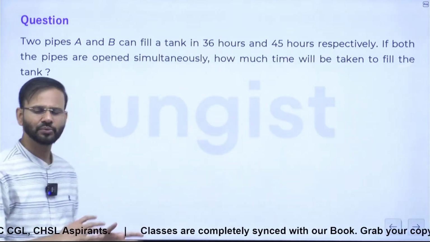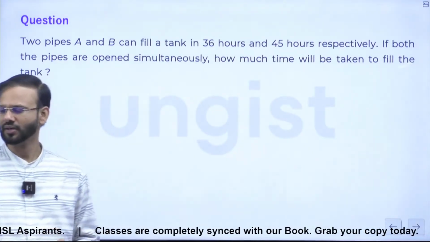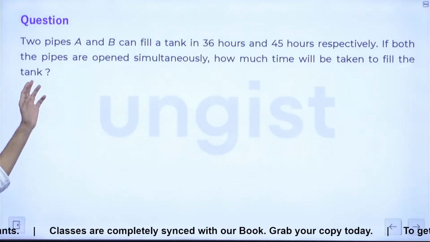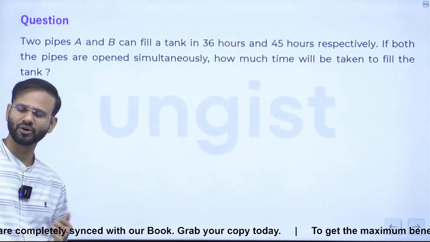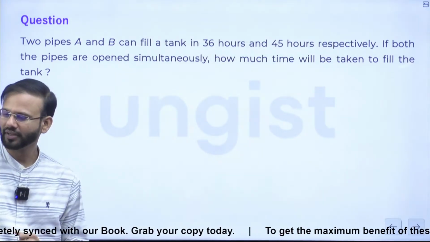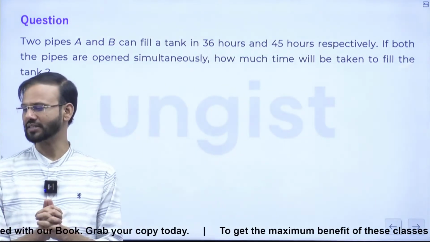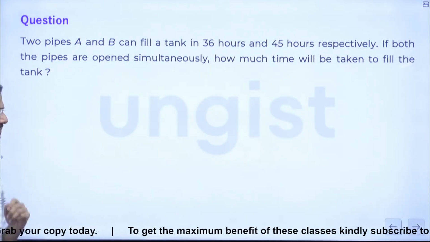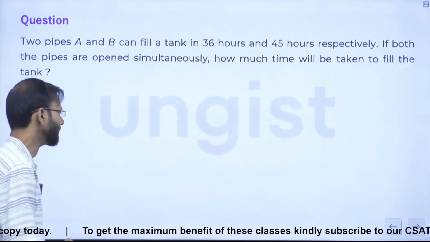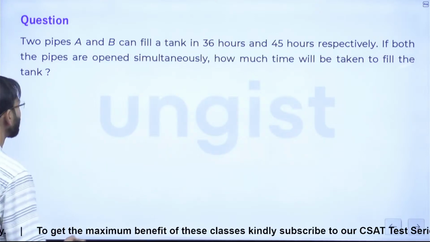So this is the first question. The first question says one tap A can fill the tank in 36 hours and another in 45 hours. If both the pipes are operating simultaneously, how much time will they take to fill the tank? So this is a simple question, right? This you can solve just by taking the LCM.